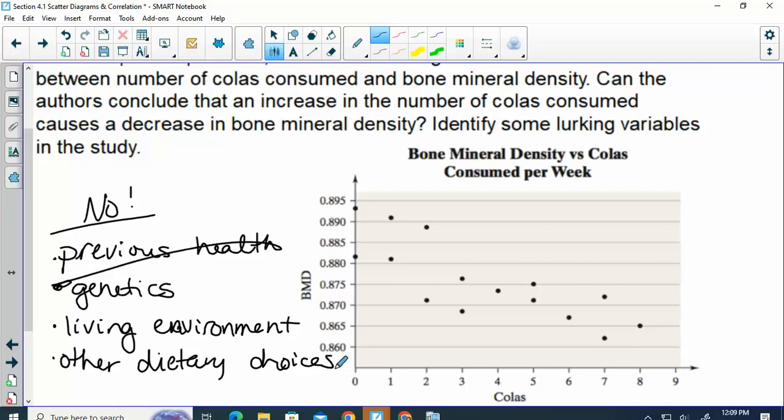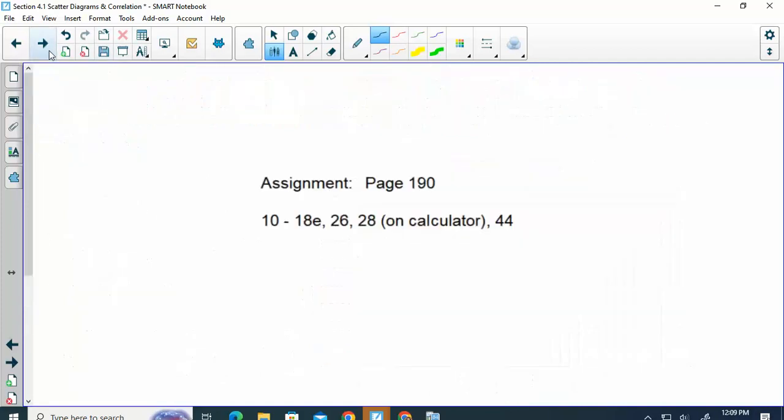All right, that's all I have for today. So you've got less time to work. It is out of the book this time. You can use the calculator.